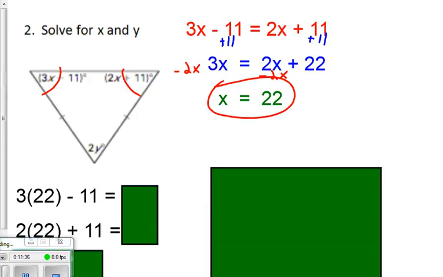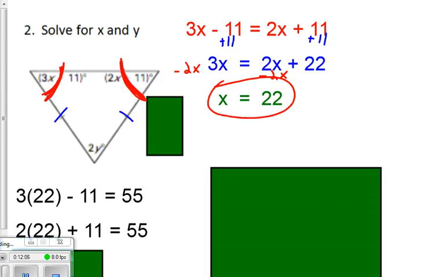So what we're doing is just saying 3 times x, or 3 times 22, minus 11 is going to give us this angle over here. And 2 times x, or 2 times 22, plus 11, that'll be this angle right here. Now hopefully both of them will equal the same, because again, this is an isosceles triangle. This side equals this side, so that angle has to equal that angle. So they should come out to the same number. And if we do the math, indeed, they both come out to 55.